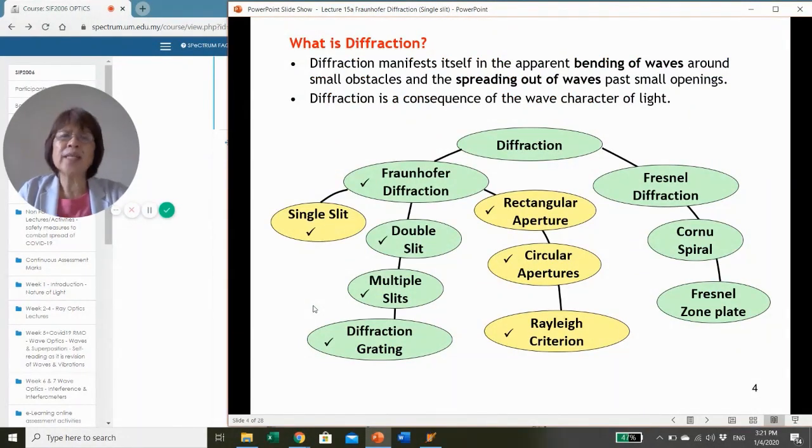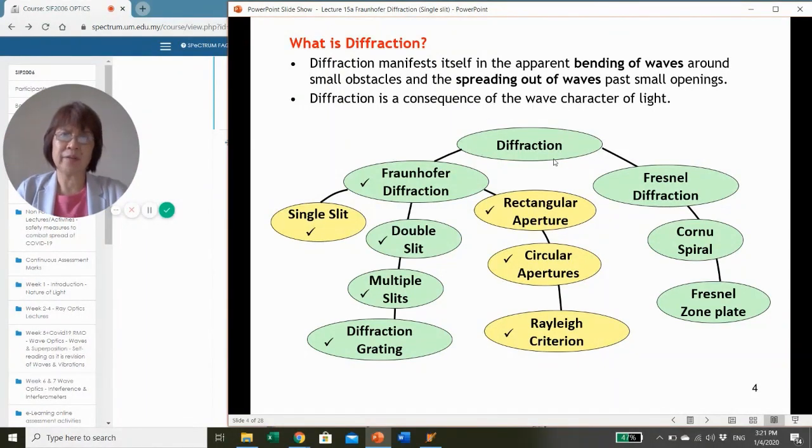So what is diffraction then? Well, it is a consequence of the wave character of light, and it's displayed by the bending of waves around small obstacles, or, if the wave passes through an aperture, the spreading of the waves.